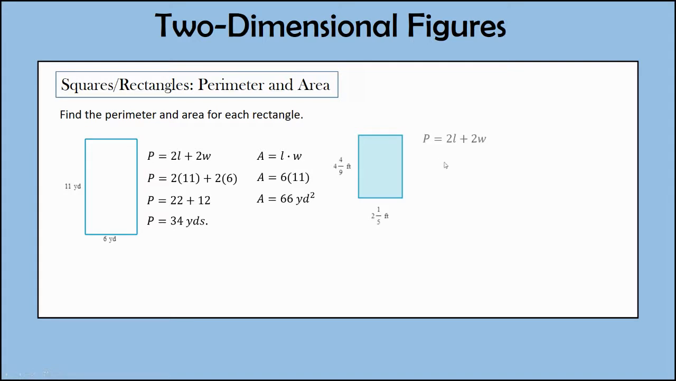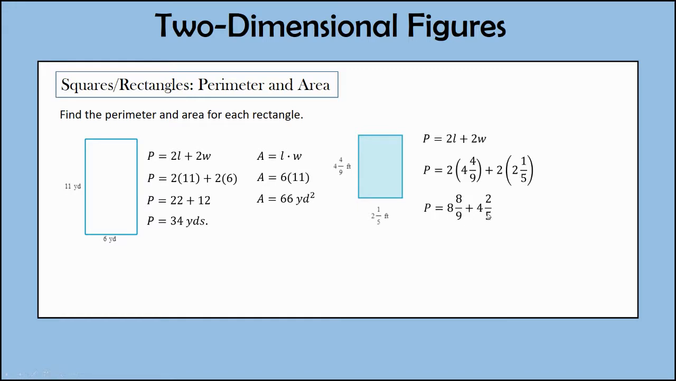Now let's take a look over here. If we're going to find perimeter, we still do it the same way. 2 times L plus 2 times W. So the perimeter is going to be 2 times 4 4/9 plus 2 times 2 1/5. There's some basic computation we have to do. But 2 times 4 4/9 will be 8 8/9. 2 times 2 1/5 is 4 2/5.